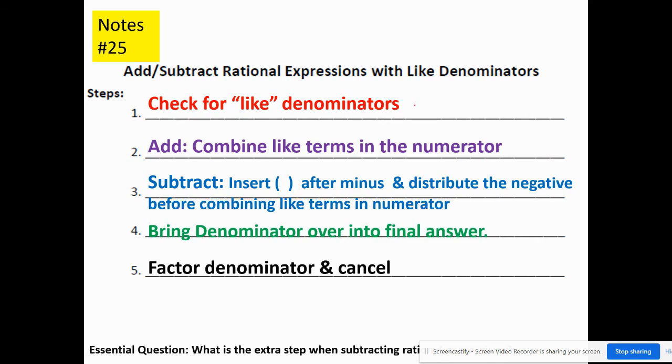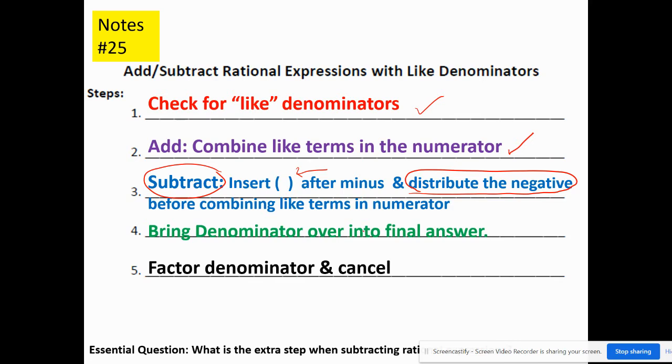Okay, so you should have written everything down. So you're going to check for like denominators. Those are the kind we're going to do today. We're going to do the top, combine like terms in the numerator. Now, if it's subtract, it says right here, insert parentheses after the minus. So make sure that you put in those parentheses, and then distribute the negative before you combine like terms. So there's an extra step when we subtract, and we'll practice that.